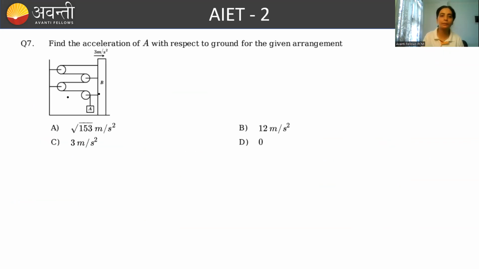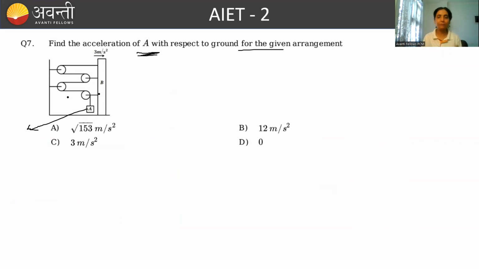Now look here, what was the question? Find the acceleration of A with respect to ground for the given arrangement. You have to calculate the acceleration of A. This is the system, right? A system of pulley and masses. Done. How will we calculate the acceleration of A?